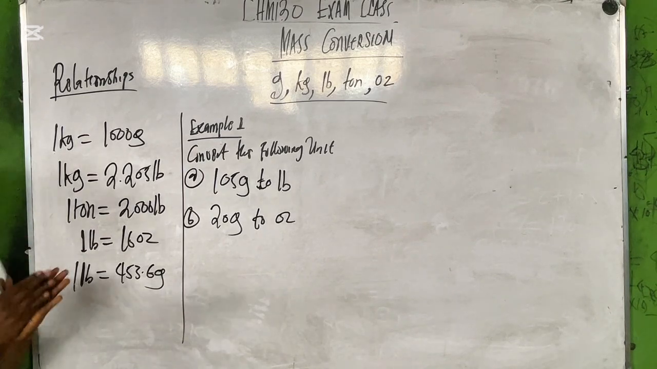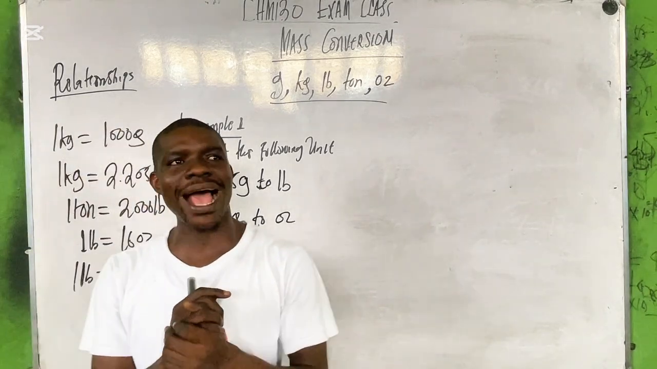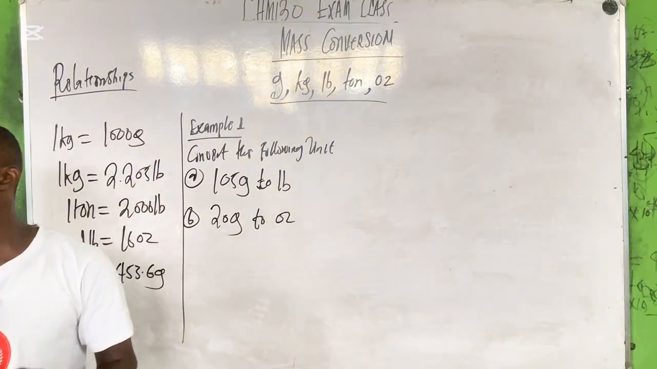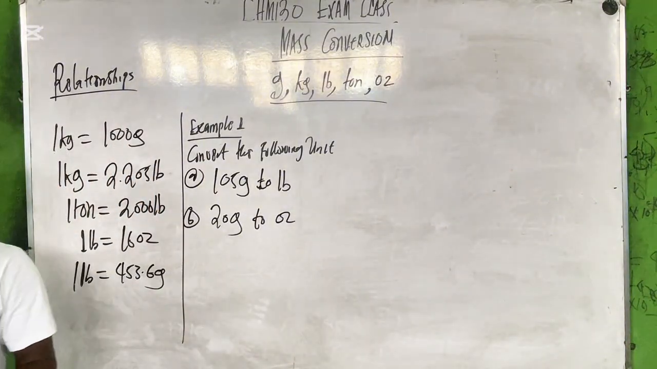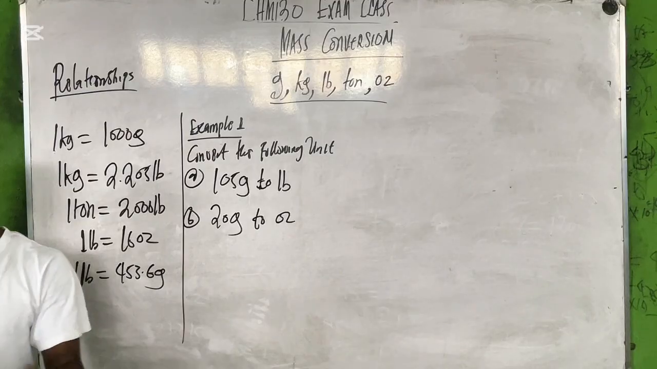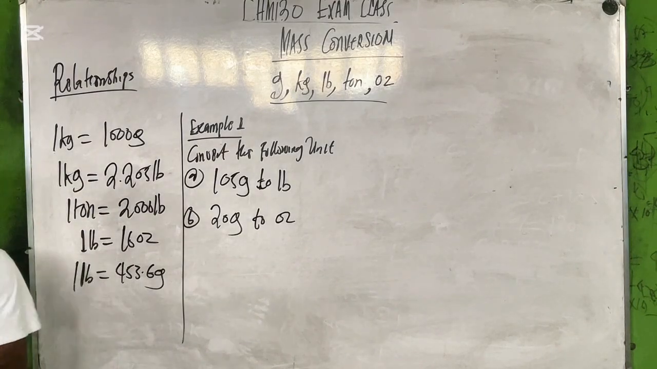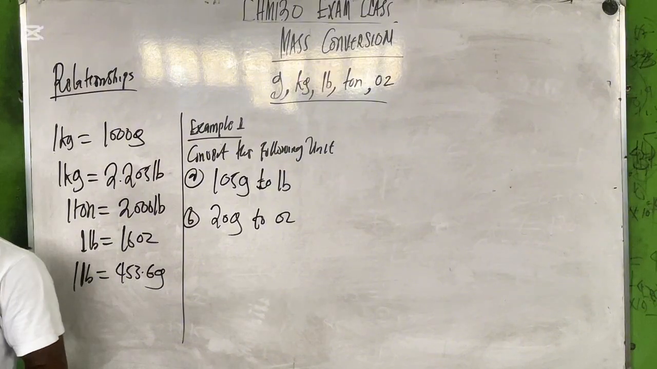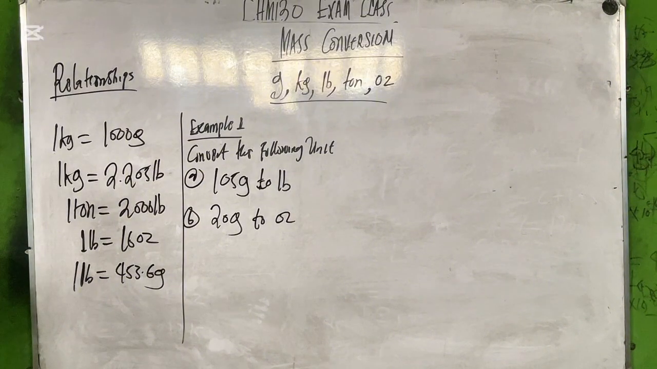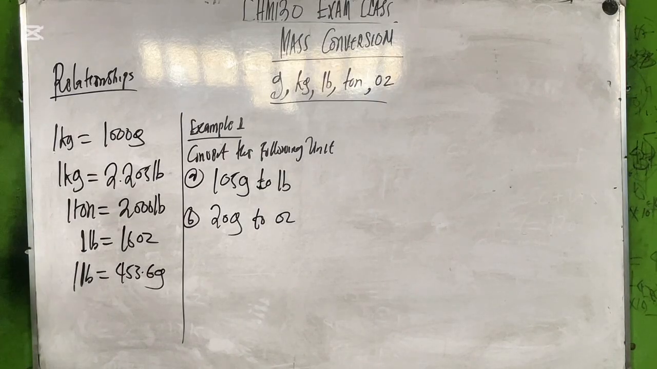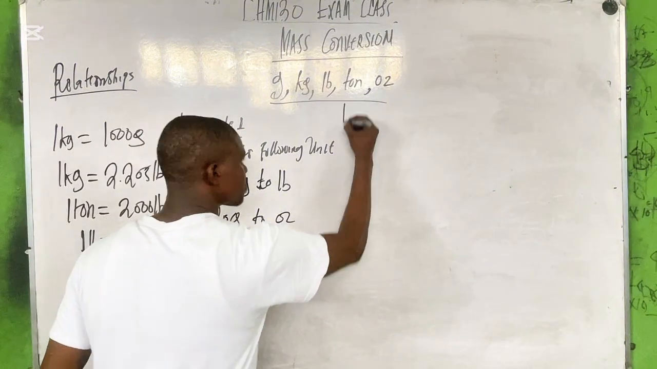These are the relationships. Now, I know some of you will be asking, how do we know these relationships, right? At times in the exam, you'll be given hints. That hint is the relationship. At times you will not be given. But if you keep on using it over and over again, you will get used to it. That's why you must practice.